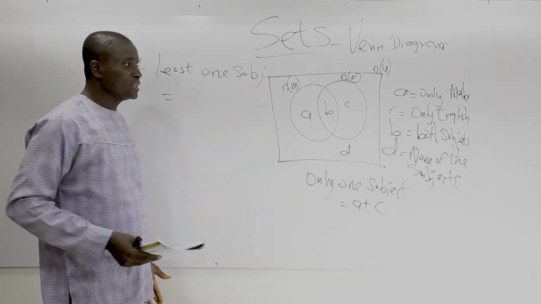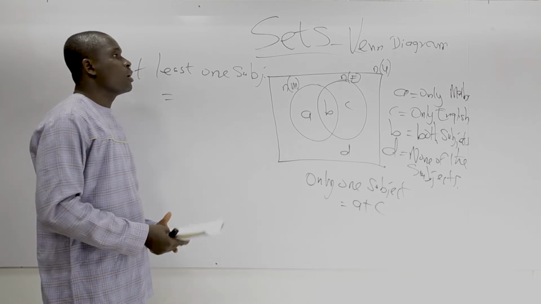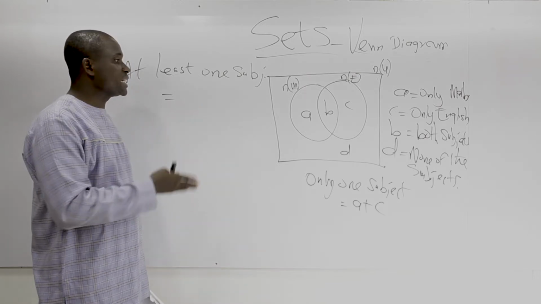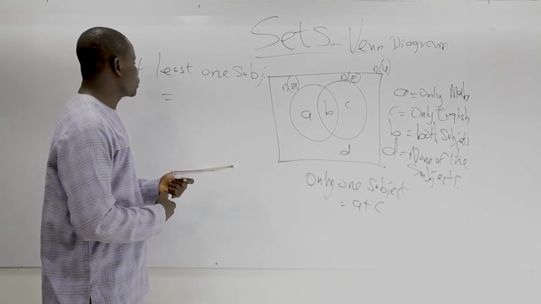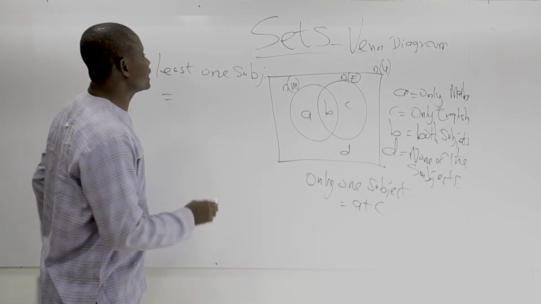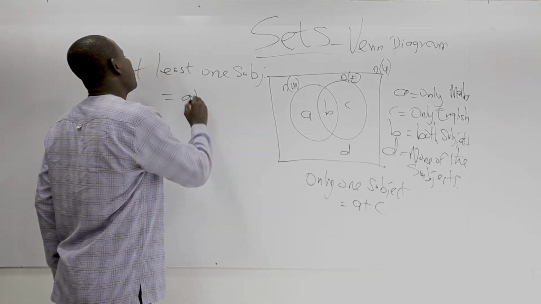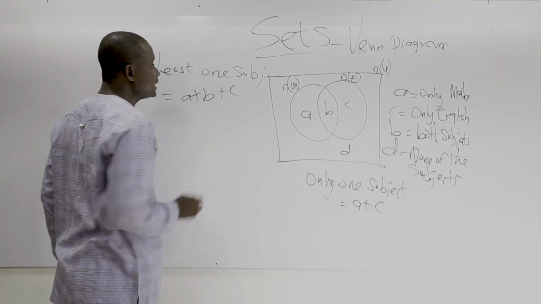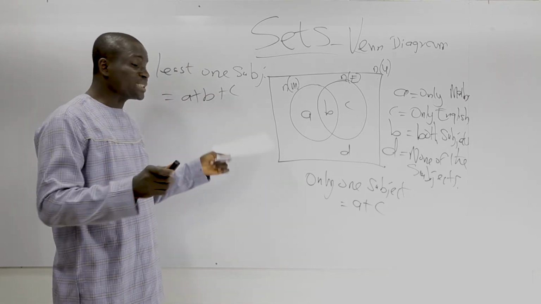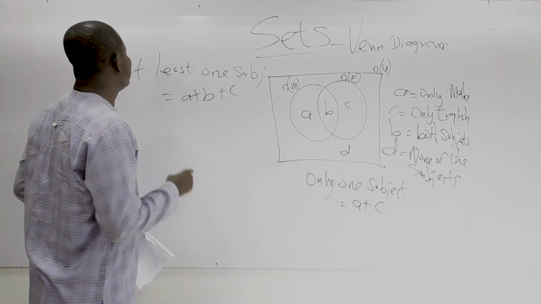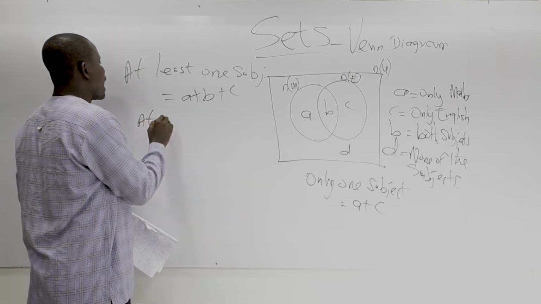I believe that in the course of our discussion, there will be a time that we shall reach probability. That's where you understand the at least more. But since we need this in our presentation, I'm trying to let you understand the meaning of at least and at most. So at least one subject is A plus B plus C. At the least is one subject. It means either it is one subject or two subjects.